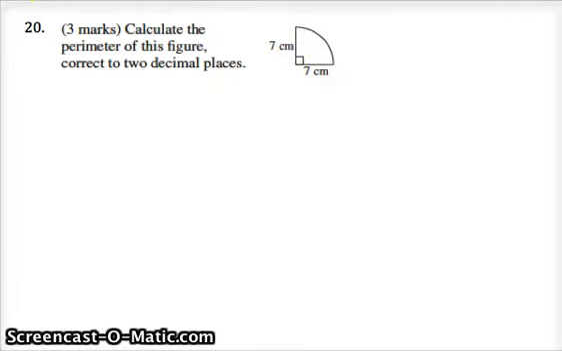Now the curved bit is part of a circle. So first, we're going to see how much of the circle we've got. So I'm going to put a full circle over here. And we can actually see that the red bit is the whole of the circumference of a circle. And the curved bit that we need is only a quarter of that curved bit of the circle.